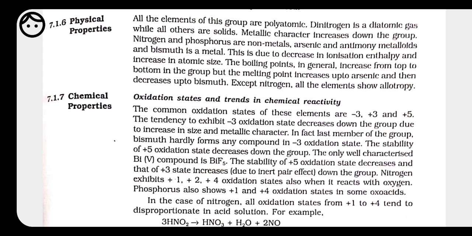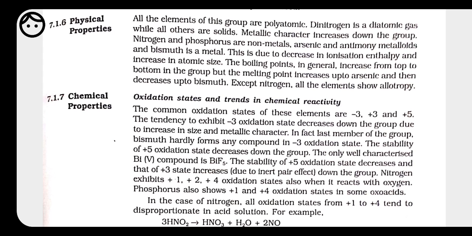Second reason is high electronegativity. Third is high ionization enthalpy. And the fourth reason, which is a very important reason, is the absence of d orbital. So these are the reasons. Because of these reasons only, nitrogen is going to show some anomalous properties which are not shown by the elements of its group.